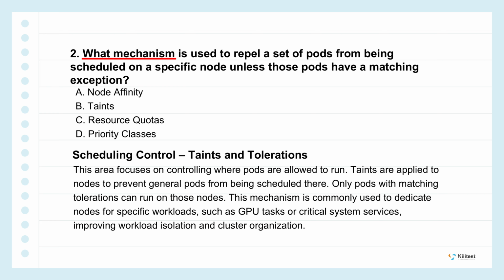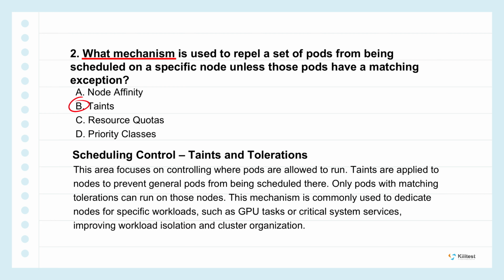Right. Options are A, node affinity, B, taints, C, resource quotas, D, priority classes. The answer is B, taints. Taints. It just sounds negative. It is negative by default. A taint is applied to a node. It essentially says, do not schedule anything here. It's like putting a wet paint sign on a park bench. Unless the pod has a matching toleration, it's like having a special pass that says, hey, I don't mind wet paint.